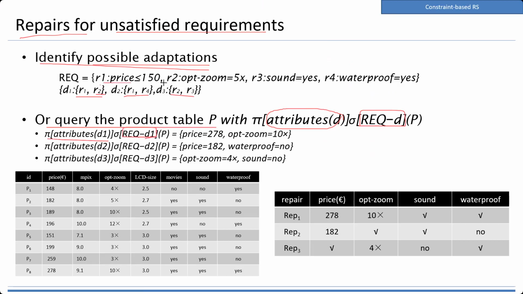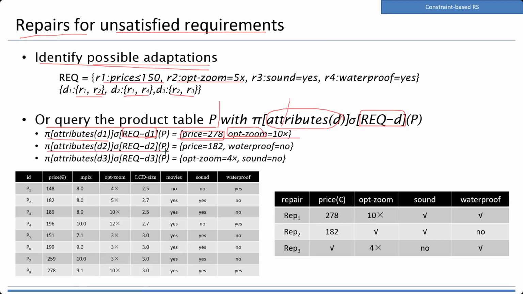The price is set at 150 and the optical zoom is set to 5 times. So we repair this one: the price is higher and the optical zoom becomes higher. It means we change the value so that we can find a solution.